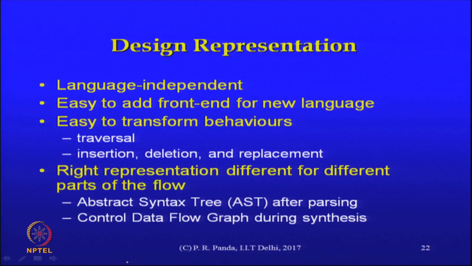The right representation would be different in different parts of that overall flow. Early on it would be what is called an abstract syntax tree, that is the tree the parser creates, but that structure may or may not be best in later stages of the design. Of course, we will be talking about these representations in more detail, but the idea of a controlled data flow graph, or some variation of this, is often used through large parts of the synthesis process.